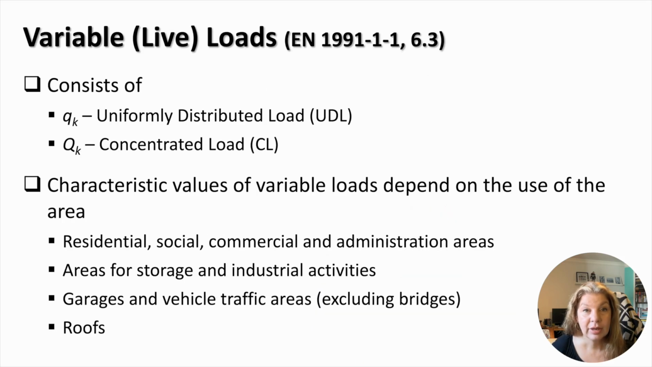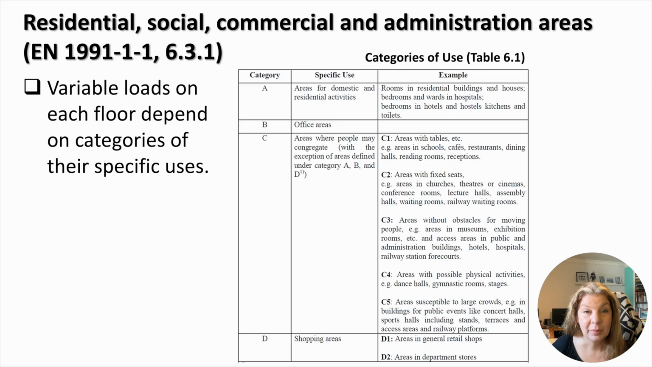Eurocode 1 divides the live loads into uniformly distributed loads, or UDLs, and concentrated loads, or CLs. The values of these loads are defined in accordance with the intent of use of the corresponding area. For example, residential, social, commercial, and administration areas are differentiated from areas for storage and industrial activities. Let's consider the example of residential, social, commercial, and administration areas.